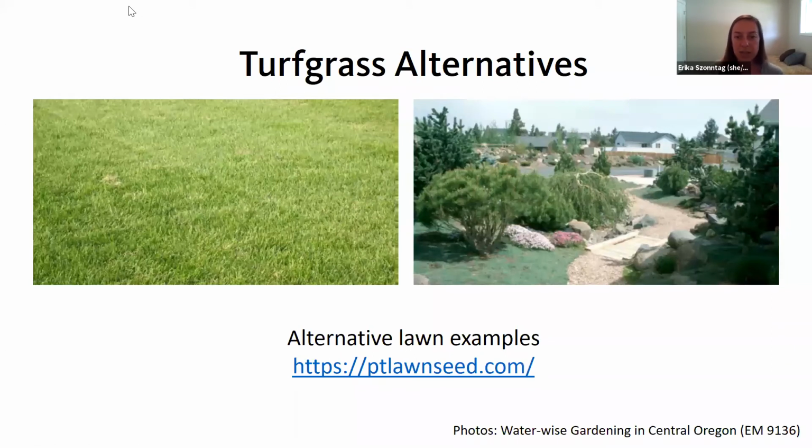There are alternatives to traditional turf grass, though. In this picture on the right, this is an example of what looks like a creeping thyme or maybe creeping oregano ground cover. So there are different ground covers that you can use in place of grass, and there are actually all kinds of really cool lawn mixes these days.